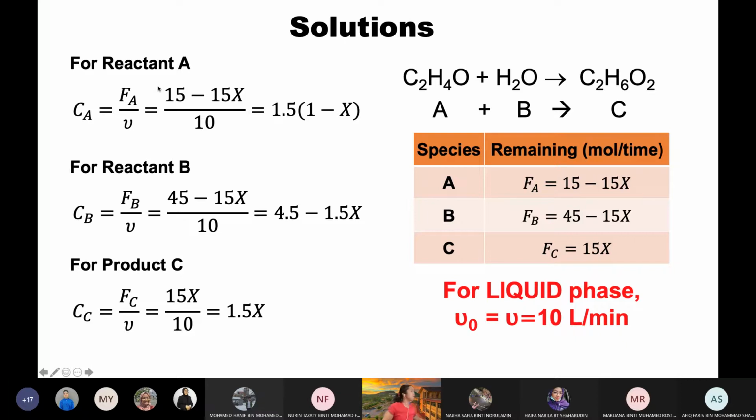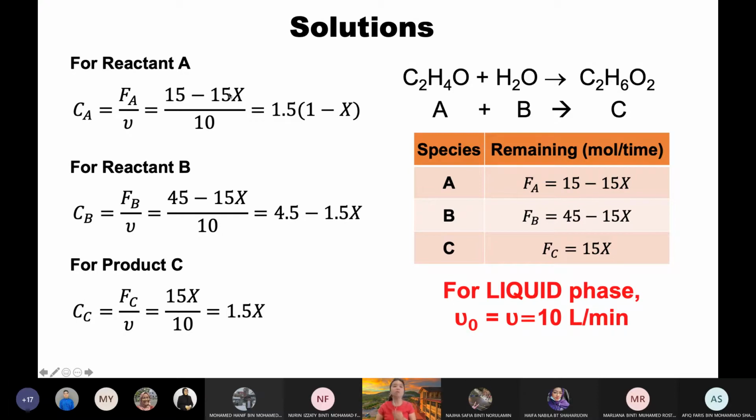So you replace your FA as 15 minus 15X divided by the outlet volumetric flow rate. Okay, part ni yang kamu kena ingat. They actually give us the initial volumetric flow rate. Dia tak beri kita outlet. Tetapi kamu ingatkan kalau liquid phase, dalam kes ni adalah liquid phase, outlet inlet volumetric flow rate tu sama. Sebab tu kita boleh tulis juga the outlet volumetric flow rate as 10.